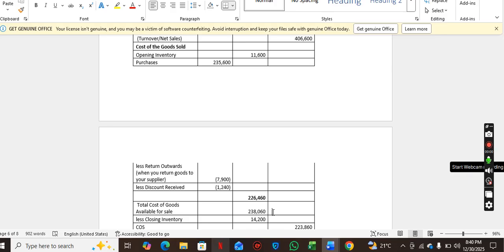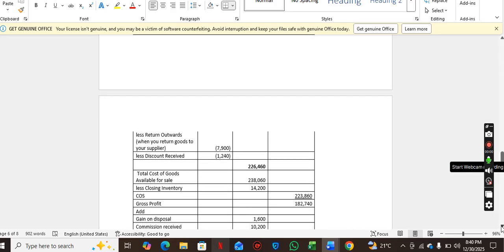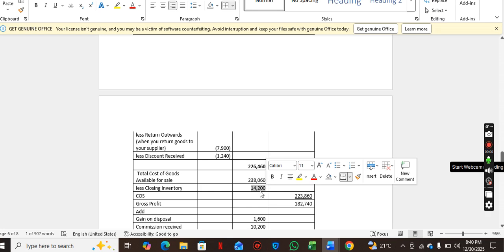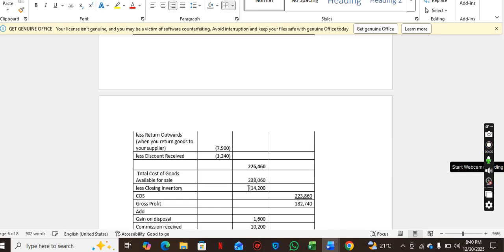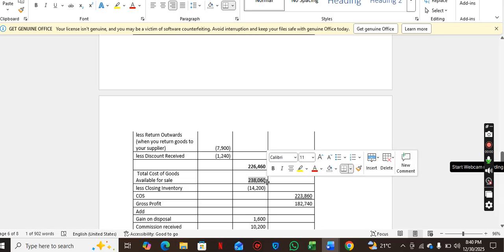So now, since there was no question about that, next I want to find out, okay, the goods that we sold, what was their cost? So that's why we now subtract our closing inventory, because at the end of the year we remained with goods worth 14,200 kwacha. Okay. You subtracted what and what? I'm subtracting the closing inventory from the total cost of goods available for sale.